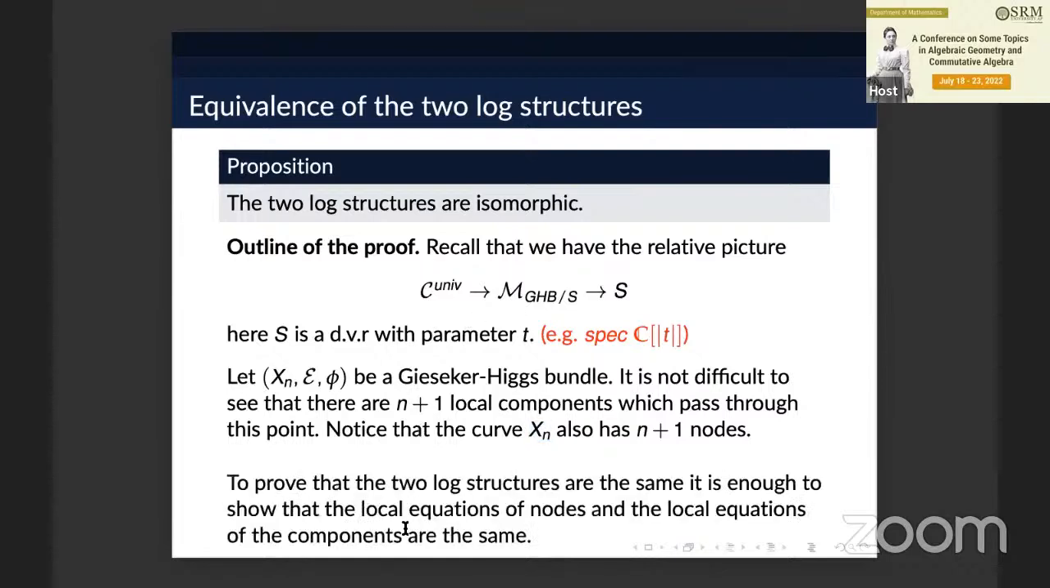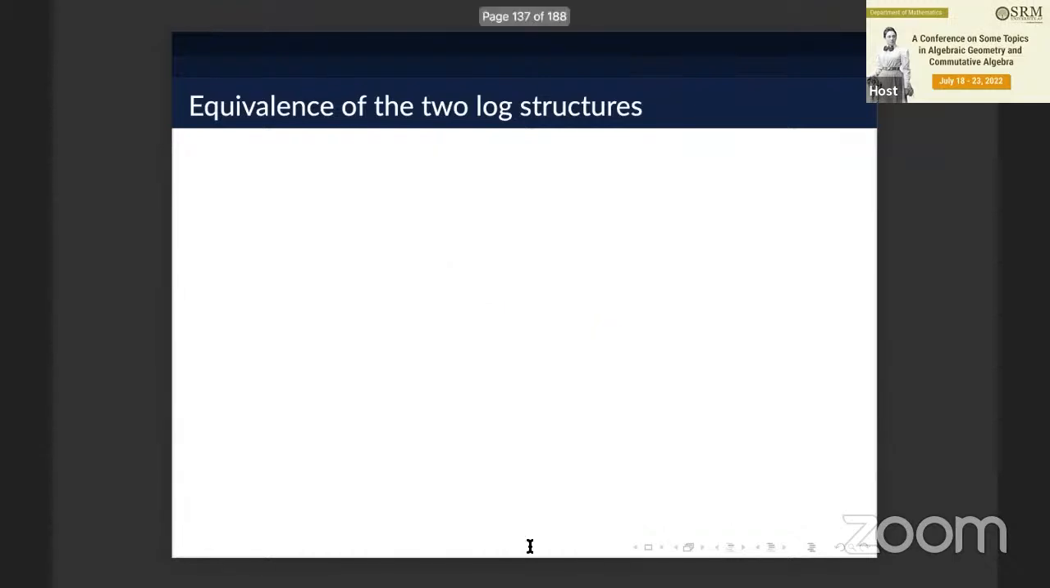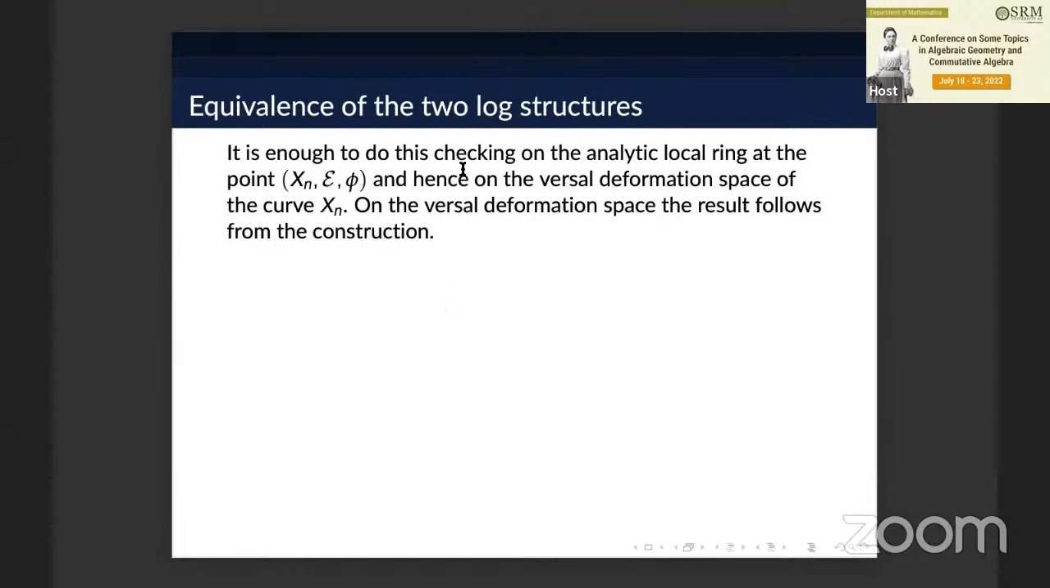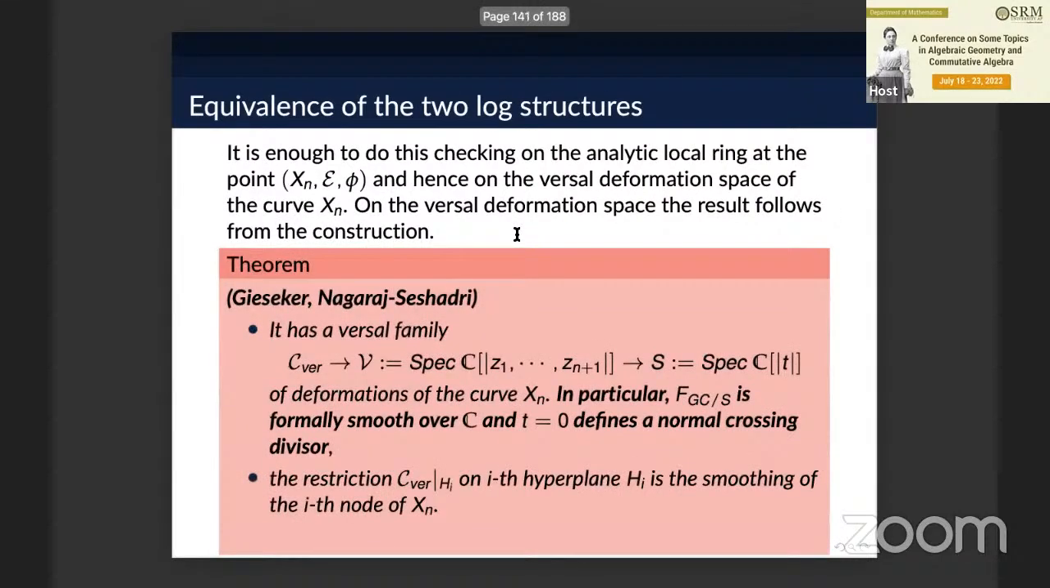To prove that the two log structures are the same, it is enough to show that the local equations of the nodes and the local equations of the components are the same. It is enough to do this checking on the analytic local ring at the point, and hence on the Witten deformation space of the curve, because there is a formally smooth map from one to the other. On the deformation space, the result follows from the construction of the family. So this is the thing we need, that the equation of the ith node is precisely the equation of the ith hyperplane. So therefore the two log structures are the same.